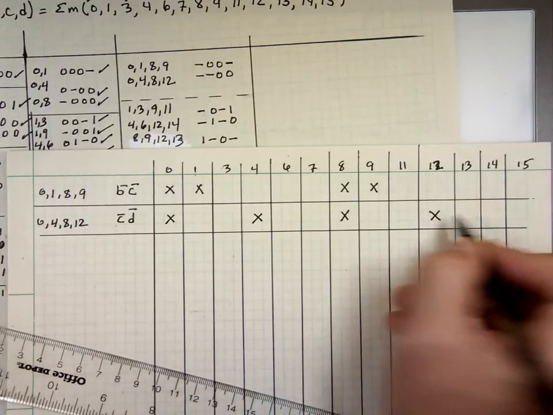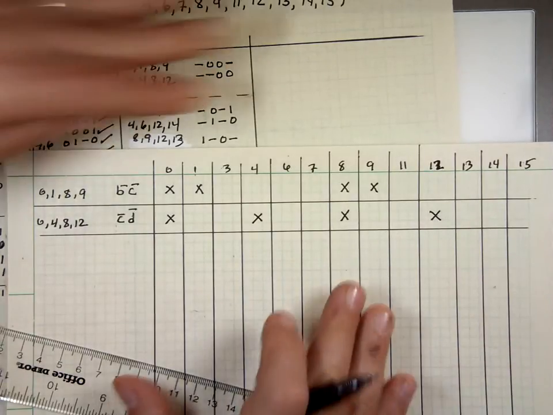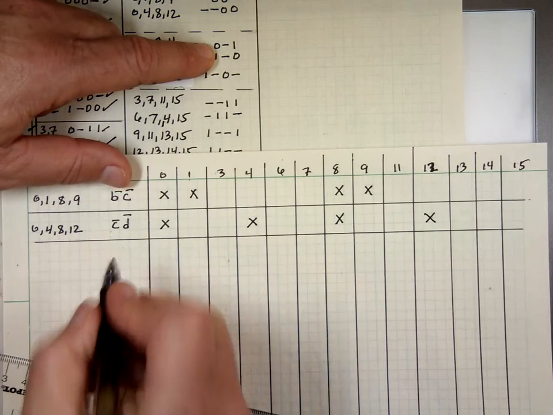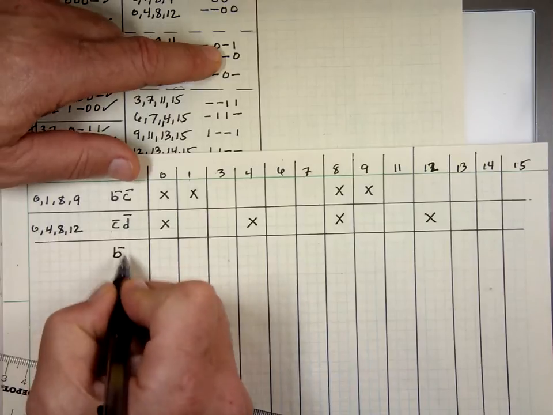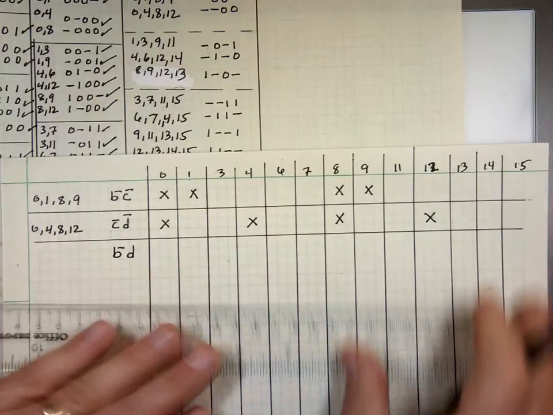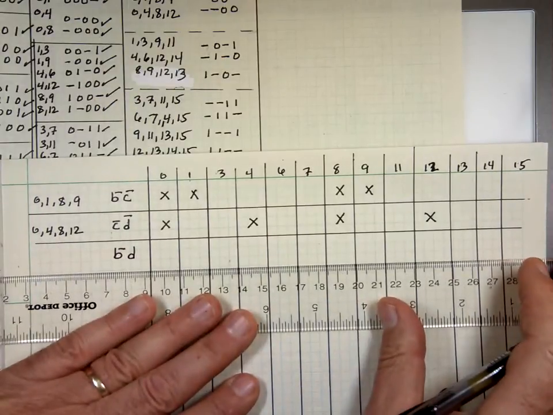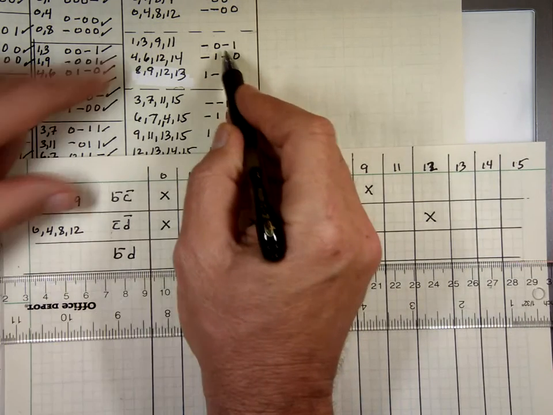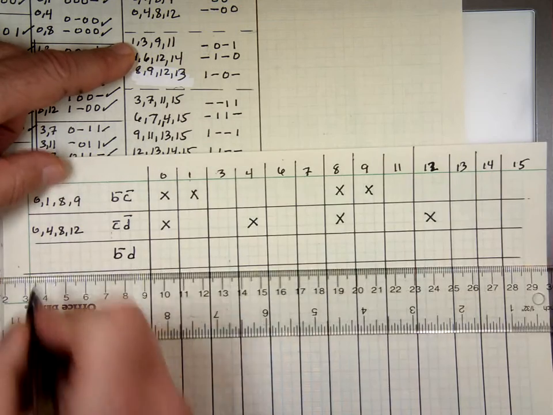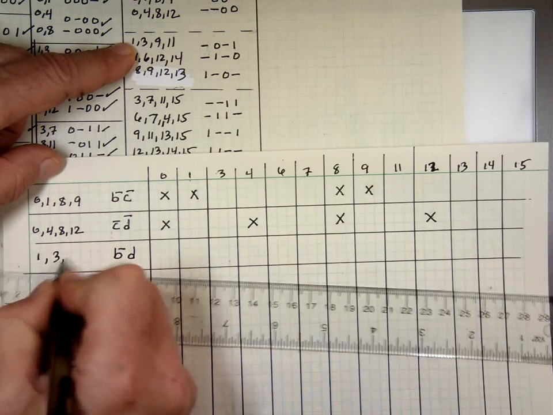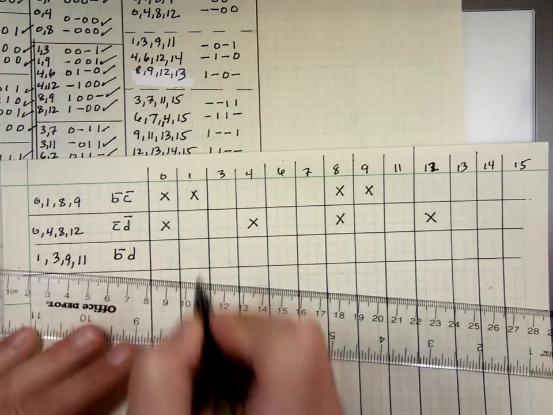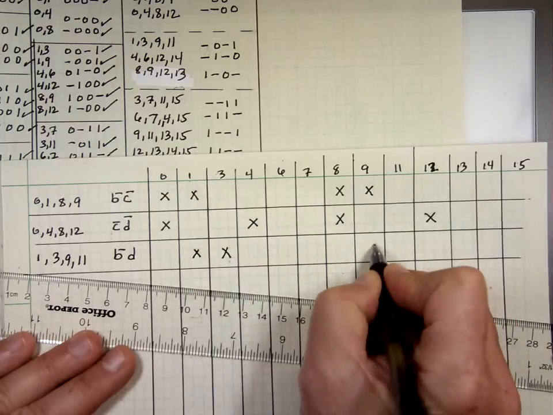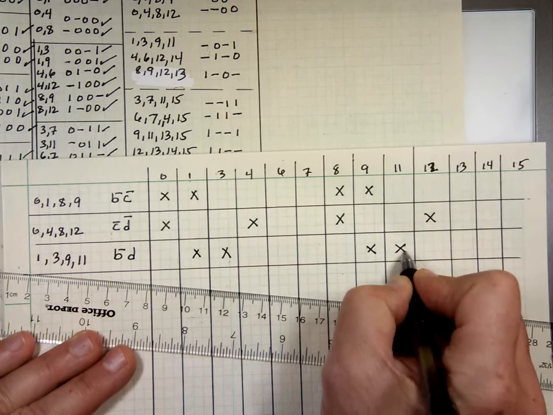Next one. A is gone, B naught, C is gone, D. And that's which one? 1, 3, 9, 11. 1, 3, 9, 11. Making progress.